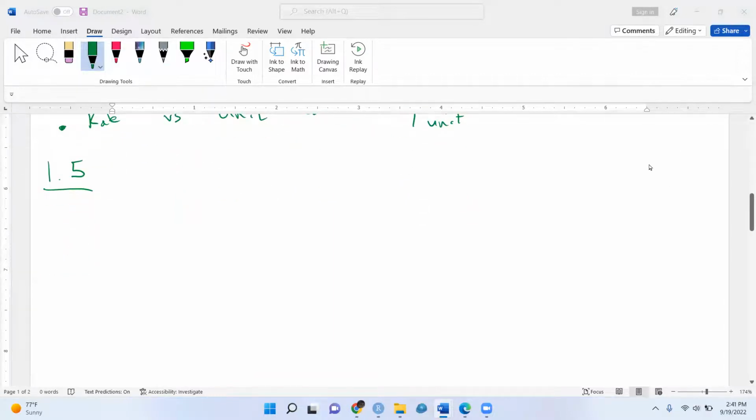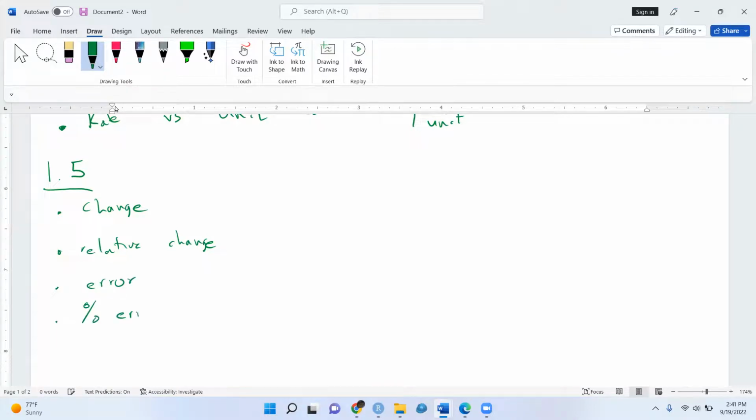In 1.5, we didn't add anything new, really. We talked about change, which I guess was new, and then relative change. And we also added in error and percent error. And remember, for this one, it was the estimate minus the actual divided by the actual.